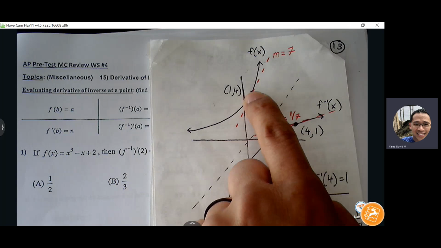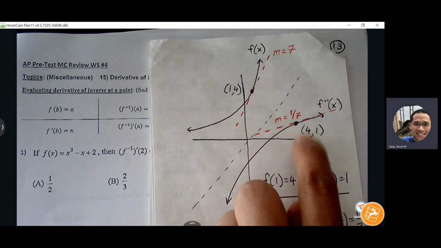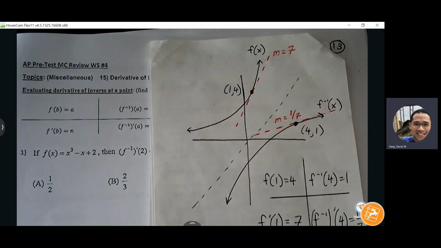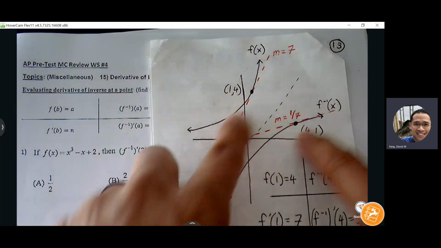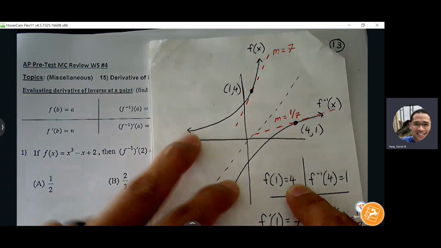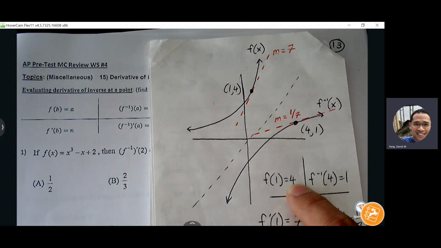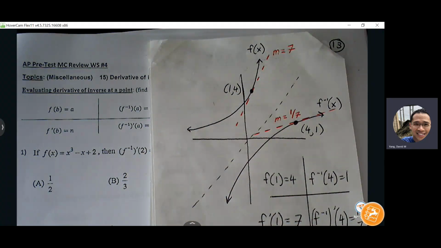So if there's an order pair 1, 4 on one graph, then there must be an order pair 4, 1 on the other graph, assuming that they're inverses of each other. So that's the relationship from an order pair perspective. I call them corresponding points, where you're always going to have flipped order pairs if you compare all the order pairs between a function and its inverse. The x is the y of one and the y is the x of the other.